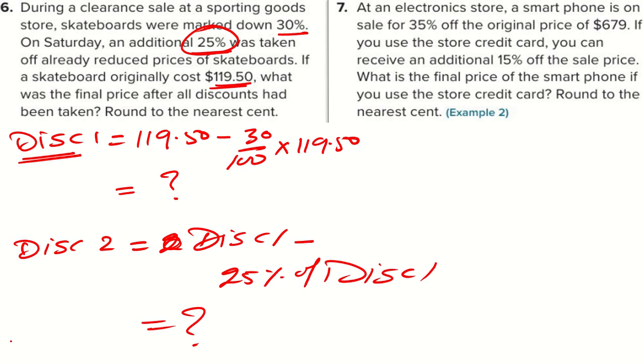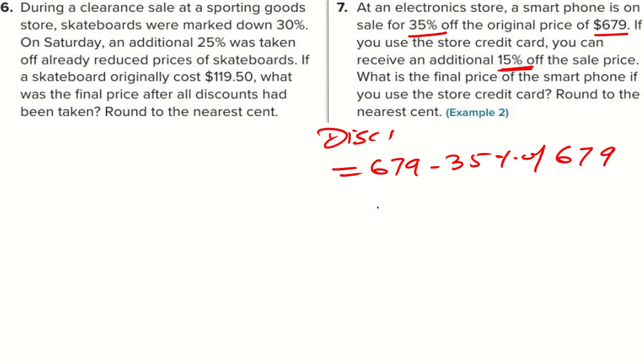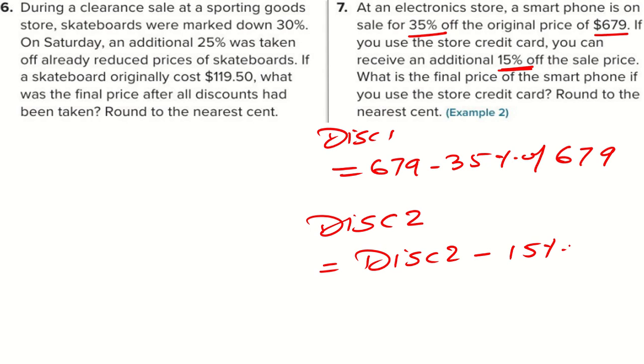Okay, now next question, that number 7 will be, at an electric store a smartphone is on sale for 35% of the original price. This is the original price. If you use the score credit card, you can receive an additional 15% off. Find the sale price, same like before. Okay, so first you will find 35% of this. So discount 1, this is 679 minus 35% of 679. So just calculate it, and then discount 2 will be equal to that amount minus 15% of discount 1. Okay, do this question and get the answer.